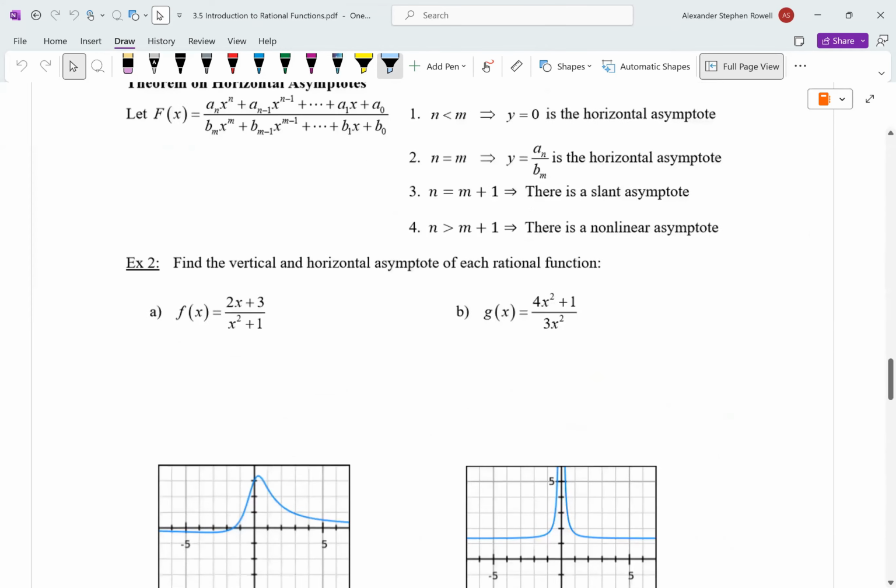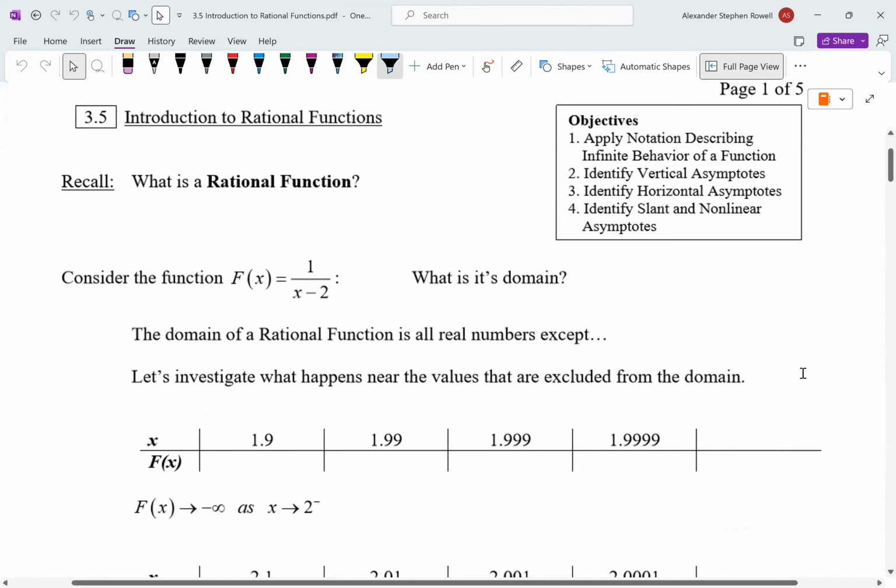Let's go on to section 3.5. Introduction to rational functions. In math, rational means what? What's a rational number? Someone ask Siri, what's a rational number? Or find it in the notes.